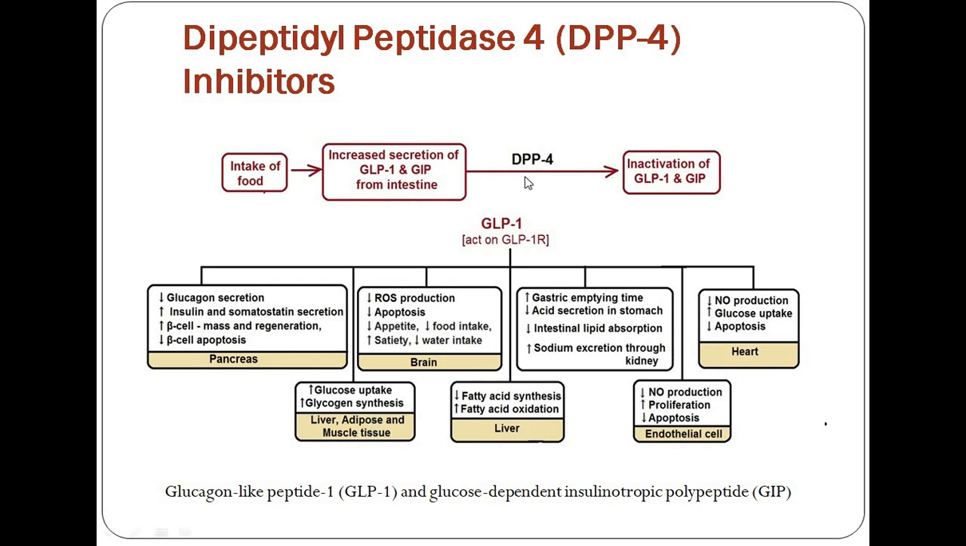Now if we can inhibit this one, then what will happen? More quantity of the GLP will be available. More quantity of the GLP available means that the functions will be there. That means they are able to control the blood glucose level. Blood glucose level will be less. So this is the mechanism of action of DPP4 inhibitor in short. So this is the function of the DPP4 inhibitor. If any doubt, we can discuss it again.